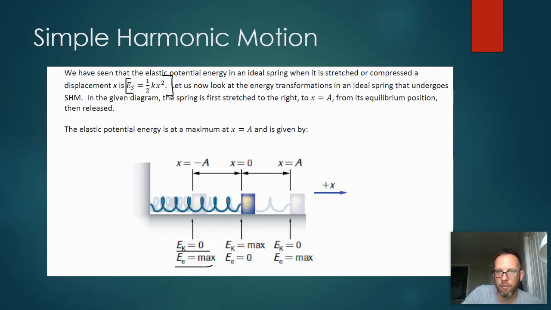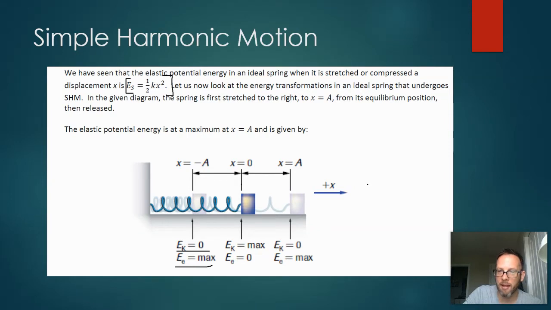At that point, the stored energy will be the same as when it was compressed, and the mass is just going to turn around and go back the other way. Every time we reach a turning point, the speed will be 0 and the kinetic energy will be 0. As the spring passes through the point where it's unstretched, with no stretch or compression, all of that potential energy is converted to kinetic energy, and that's where the spring will be moving the fastest.